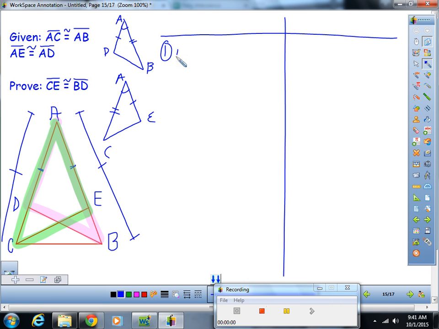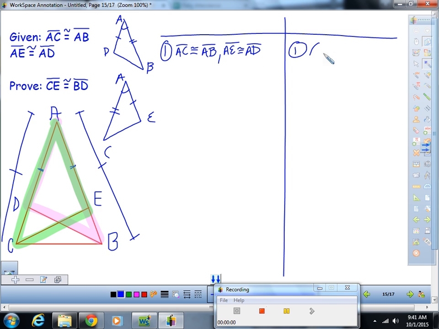AC is congruent to AB, and AE is congruent to AD. That's given. I can say that angle A, and I can call that angle A because it's the only angle A that there is, is congruent to angle A, and that's reflexive.